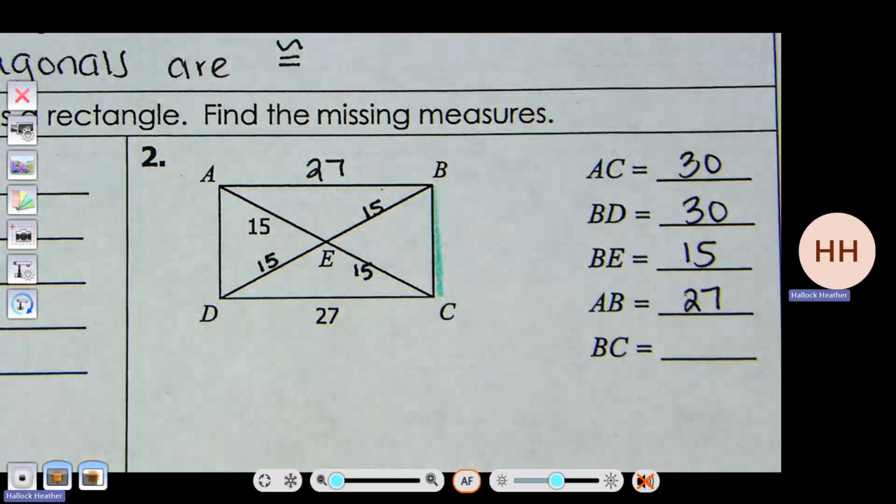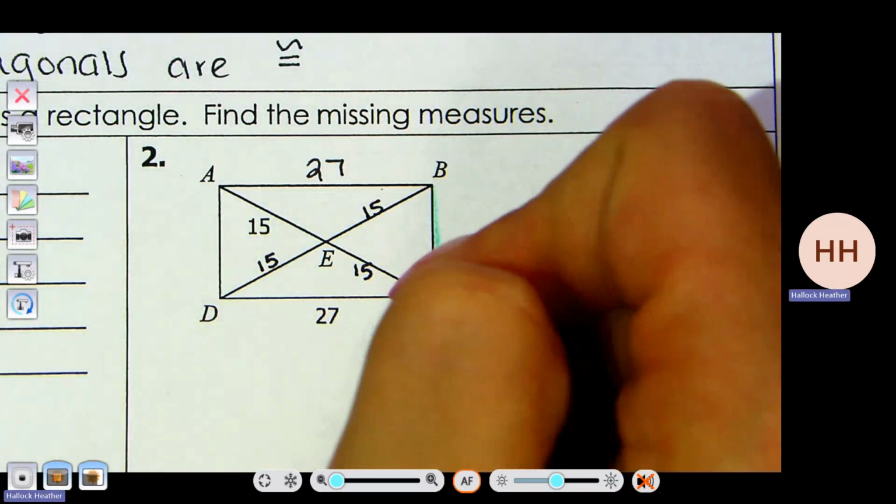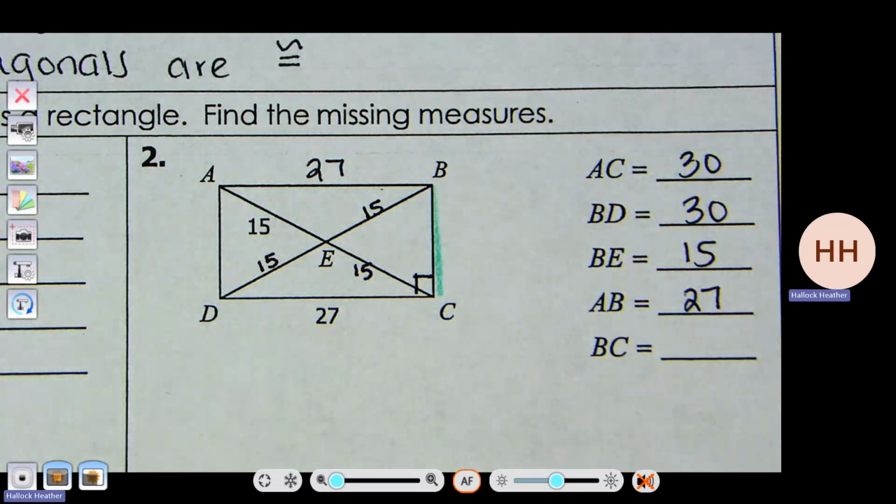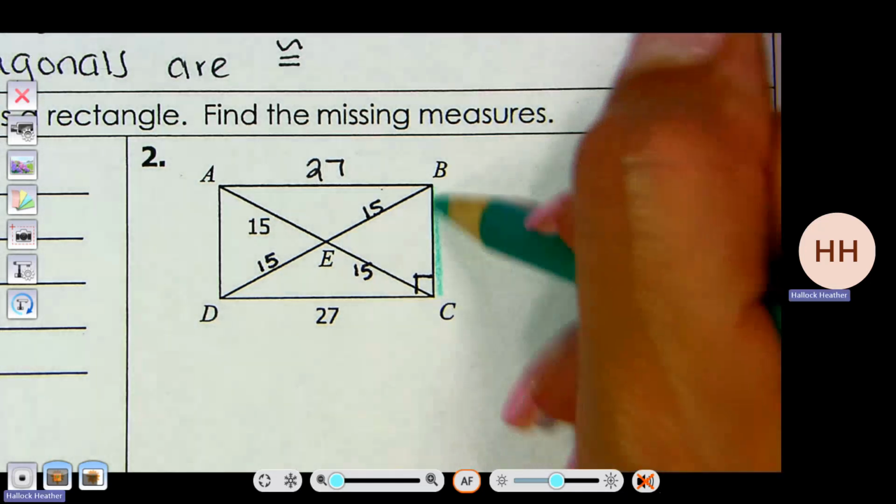How am I going to find that guy? We're going to make a right triangle and we're going to use the Pythagorean theorem. So each corner, even though it's not on there, has a right angle. So what is the base length of this triangle? What is it? So I don't know this.